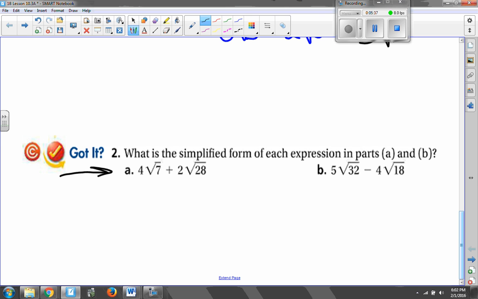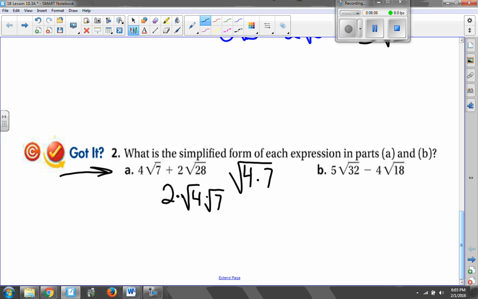So the square root of 28 is, I believe, 4 times 7. 4 goes into that. So I'm going to split the square root of 28 into the square root of 4 and the square root of 7 multiplied together. And I still have the 2 multiplied out front. 2 times the square root of 4 times the square root of 7. I split that square root of 28. Okay?